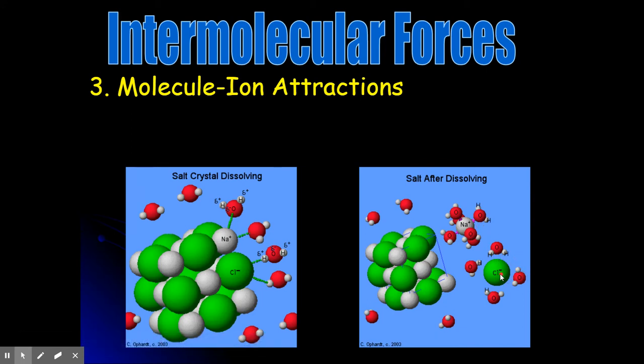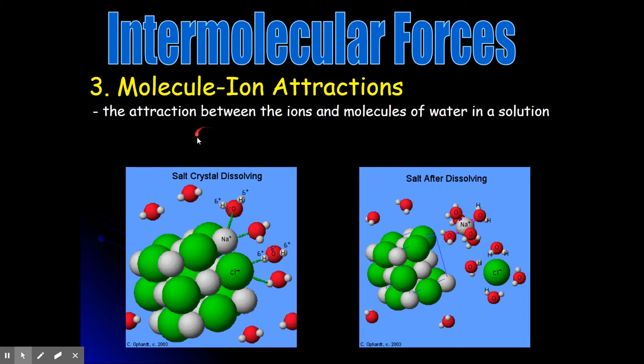All right, you got the negative chlorine that's going to be attracted to the positive side of the hydrogen. So what you end up with here is the molecule of water is attracted to the negative ion of chlorine in this one, or the molecule of water is attracted to the positive ion of sodium in here. So that's what is meant by molecule-ion attraction. It's the attraction between ions and molecules of water in a solution. All right, and we'll come back to this later in the year when we talk about solution chemistry. But I do introduce it now because it really has to do with bonding or intermolecular forces.